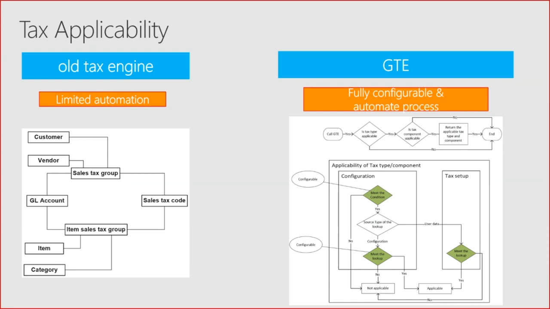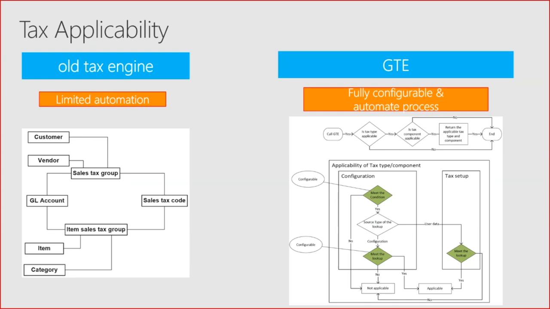On the top, there is a high-level flowchart for GTE to determine the applicable tax type and tax component. When you call GTE to calculate the tax, we have a concept called tax type. The system will check whether the tax type is applicable for this certain transaction. If the tax type is applicable, for example GST is applicable, and GST is the tax type, under the GST tax type we have CGST, SGST, IGST. So the system will decide, is CGST applicable for this transaction? And then it does the same thing for the other tax components under the same tax type: it checks whether SGST is applicable and does the same for IGST.